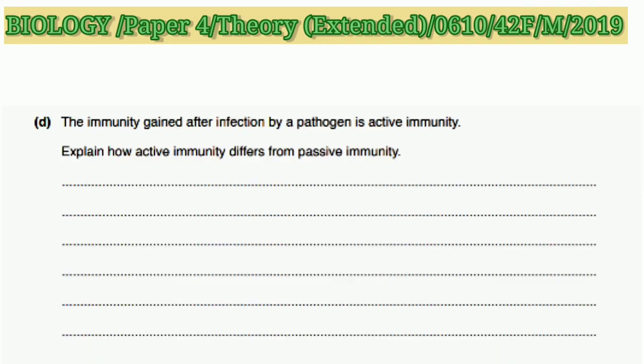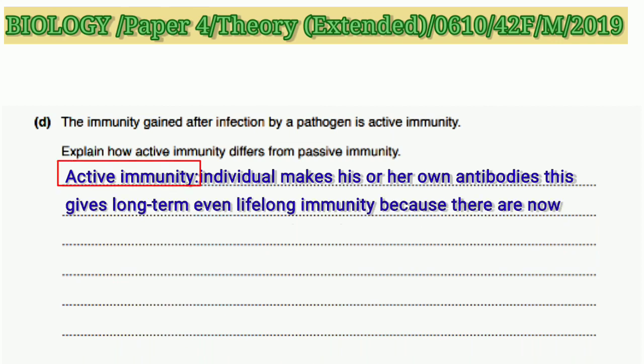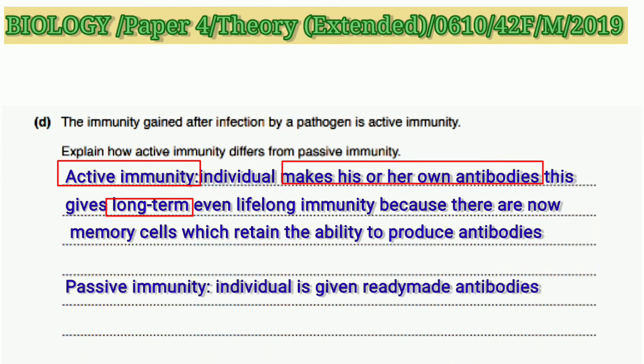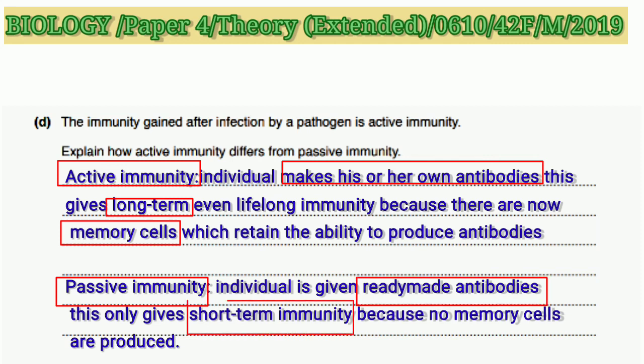Question 6D. The immunity gained after infection by a pathogen is active immunity. Explain how active immunity differs from passive immunity. Active immunity. Individual makes his or her own antibodies. This gives long-term, even lifelong immunity because there are now memory cells which retain the ability to produce antibodies. Whereas in passive immunity, individual is given ready-made antibodies. This only gives short-term immunity because no memory cells are produced.